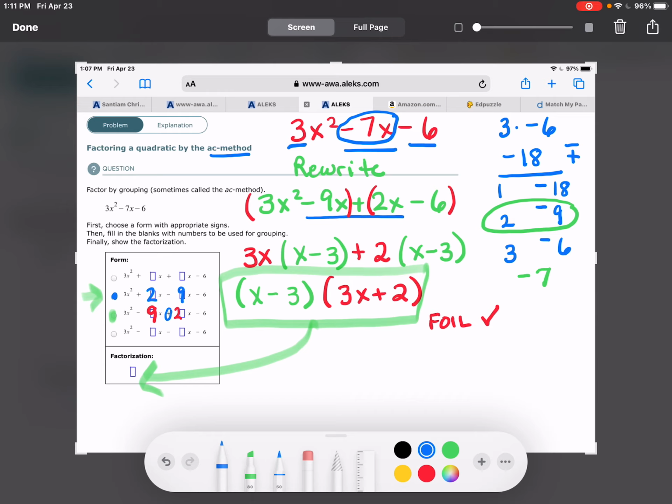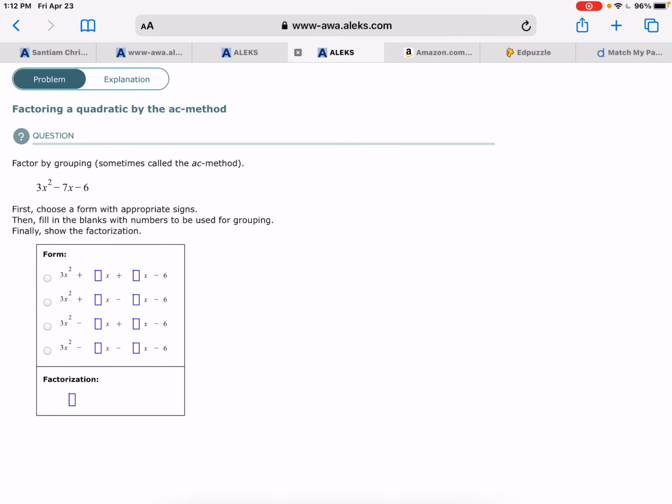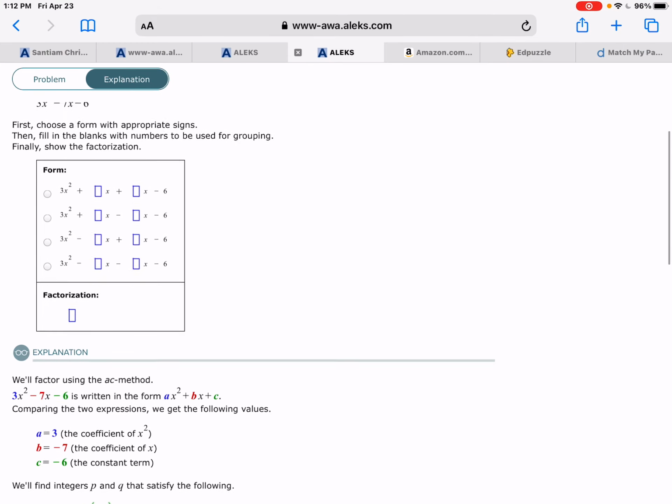You would not choose this one because we didn't want to have 2 negatives, and you would not choose this one because we didn't want to have 2 positives. So I believe either one of these could be the right answer if you put the numbers in the right order. Let's go back and look at the explanation to see if that's true.